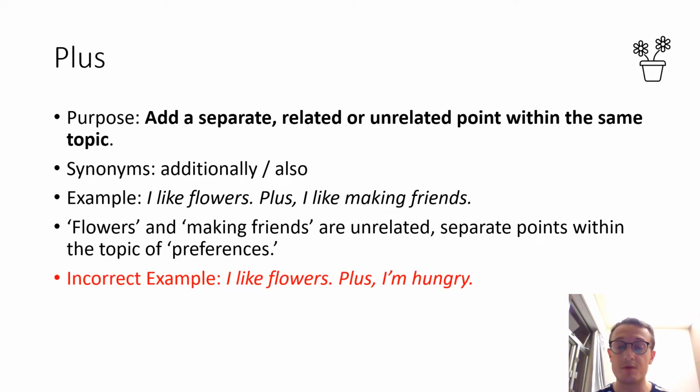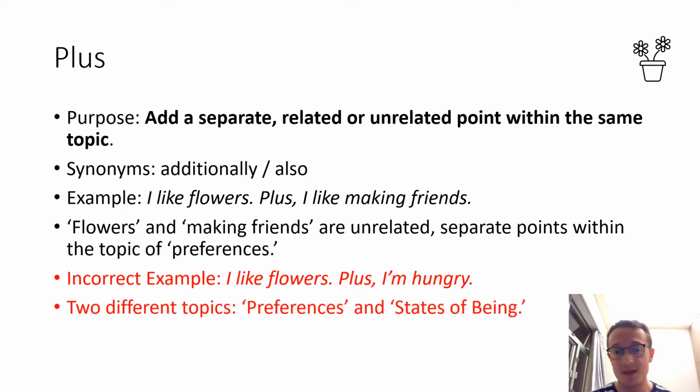However, an incorrect example would be this: I like flowers, plus I'm hungry. Now, obviously, that doesn't really sound right. If you really say it, it doesn't sound right. And the reason why is because these are two different topics. Preferences is a different topic to states of being. These are unrelated topics, and therefore you can't really connect these together. Therefore, you're not really adding a point within the same topic. You have to add a point, but keep it within the same umbrella topic.